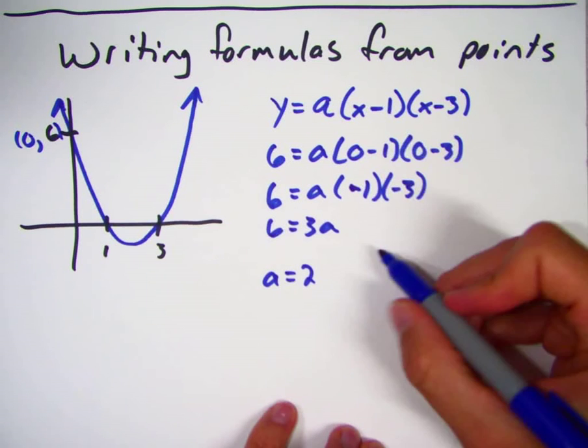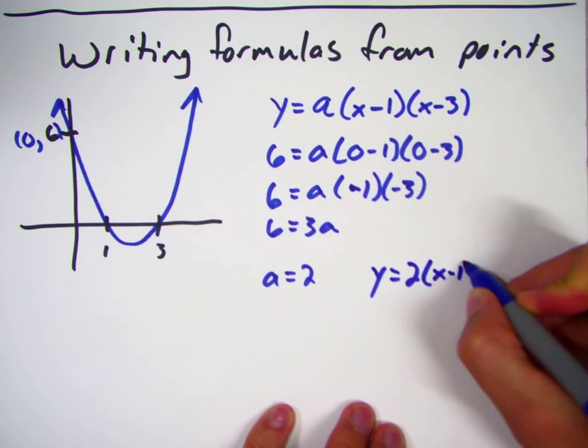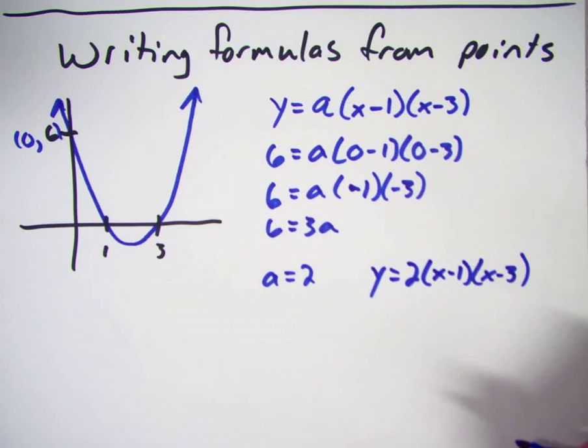So I can write this in factored form now. y equals 2 times (x minus 1) and (x minus 3). And if the directions either don't say or if they say specifically to write in factored form, then this is where you can go to. Let's just stop right there.